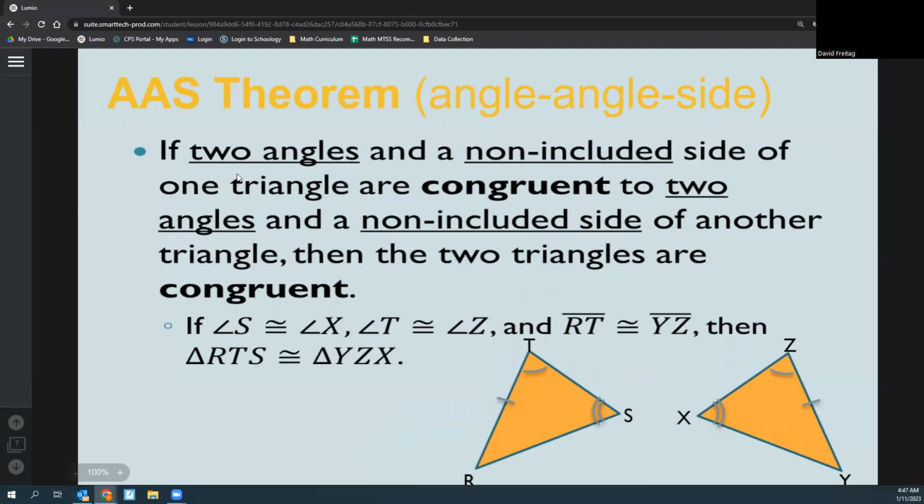The other form is called angle, angle, side. It says if two angles and a non-included side of one triangle are congruent to two angles and the non-included side of another triangle, then the two triangles are congruent. So an example down below says angle S is the same as angle X. Angle T is the same as angle Z. RT is the same as YZ. Okay, so these angles are the same. So I have an angle here, I have an angle here, and then I have a side.